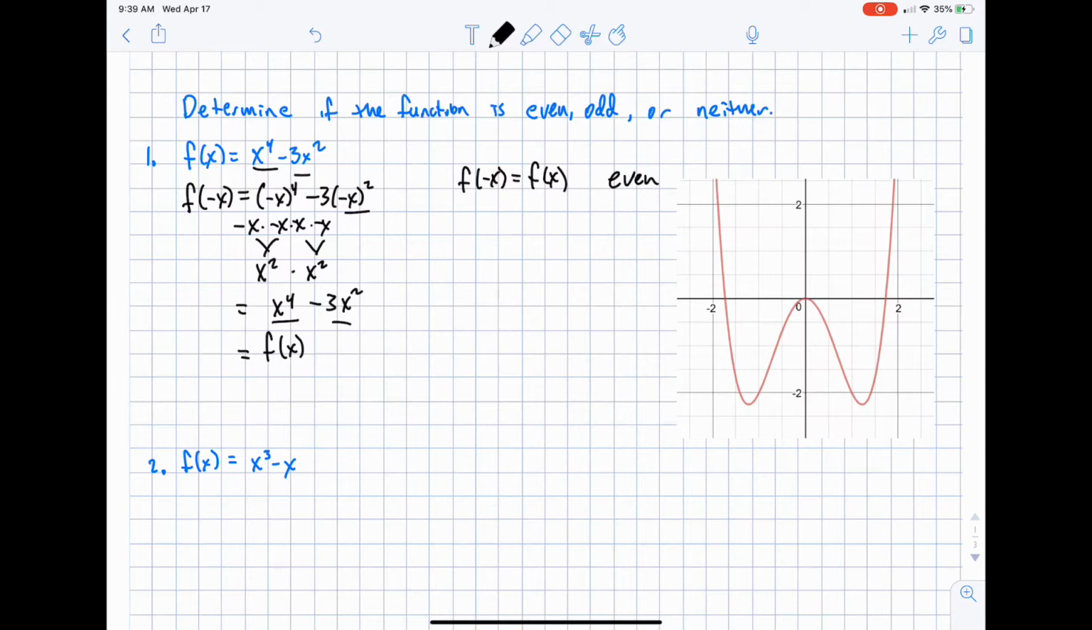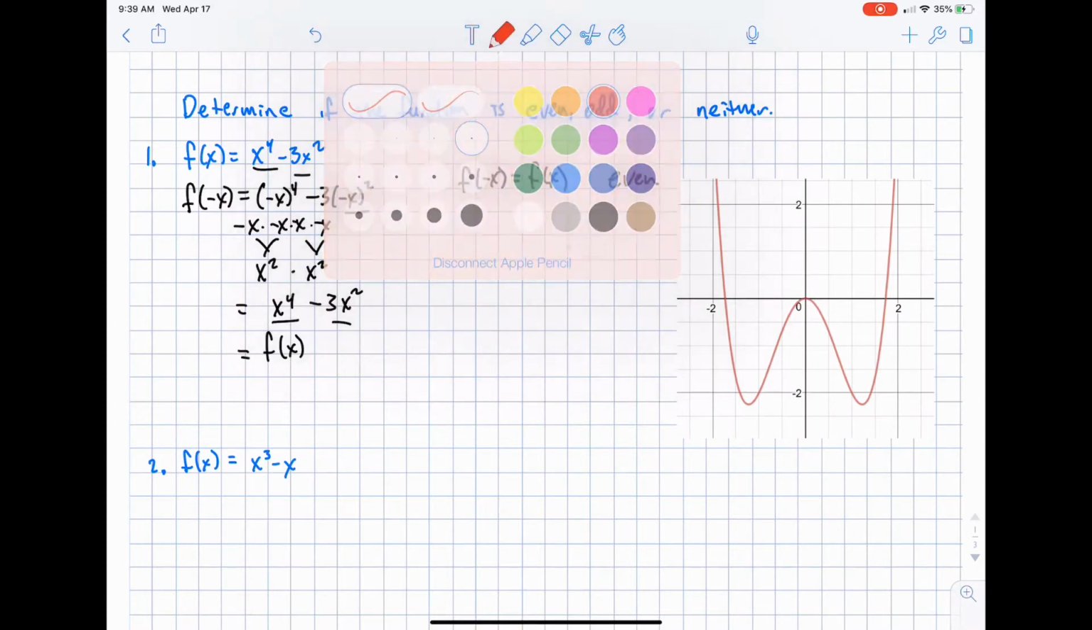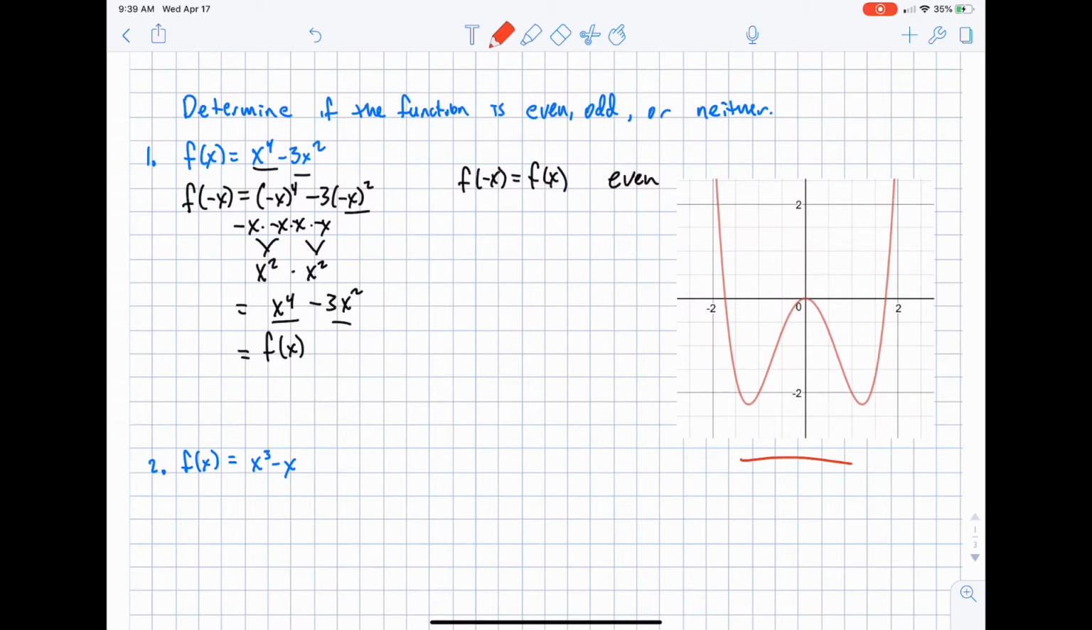So let's look at the symmetry of this function. I've included the graph over here of f of x equals x to the fourth minus 3x squared. And what I notice is that the graph of this function is symmetric to the y-axis. If I was able to fold that in half right along that axis, these would match up perfectly. So because it is an even function, it means it's going to be symmetric about the y-axis.